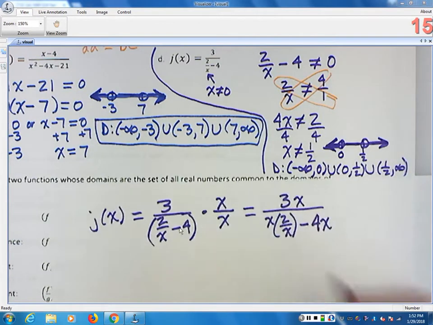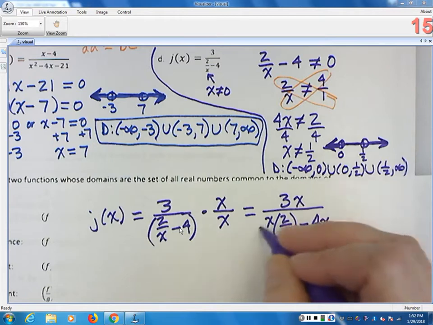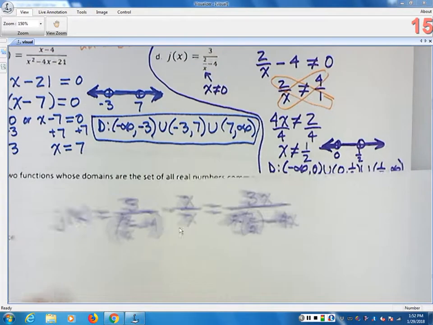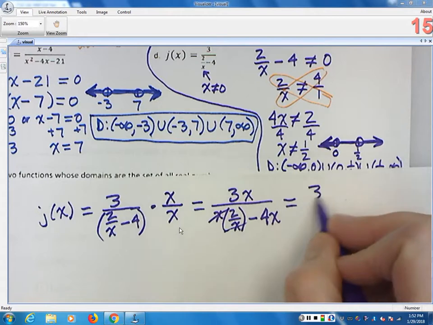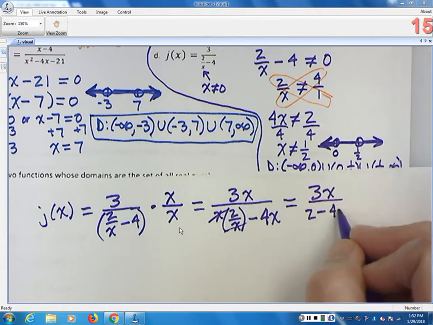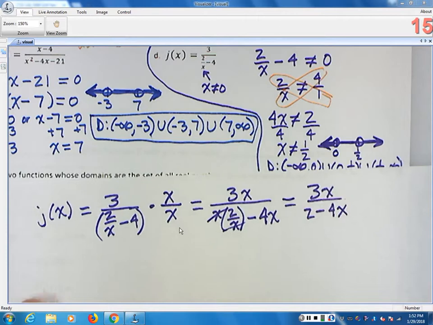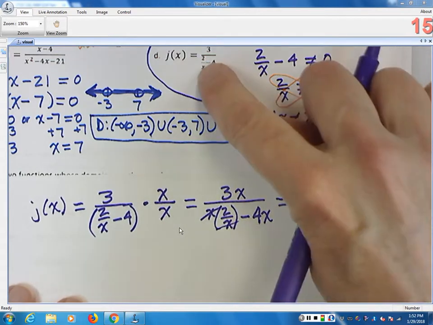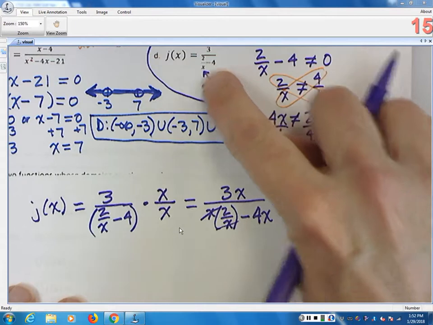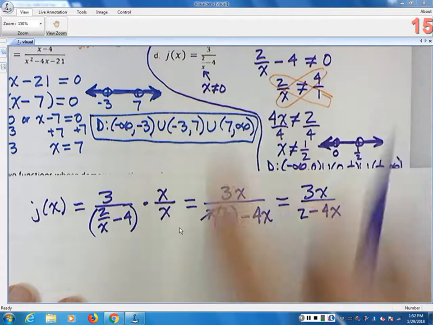And I wouldn't, and then you cancel these. I know they don't show this step, but maybe that'll help you. Equals 3x over 2 minus 4x. Okay, so you do need to note that x can't be 0 because of the unsimplified fraction within a fraction.